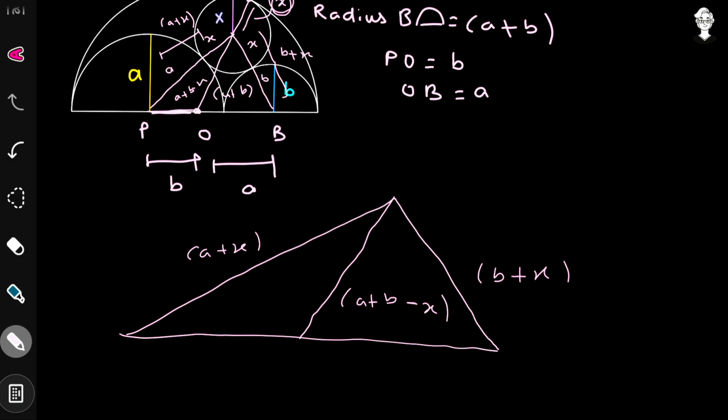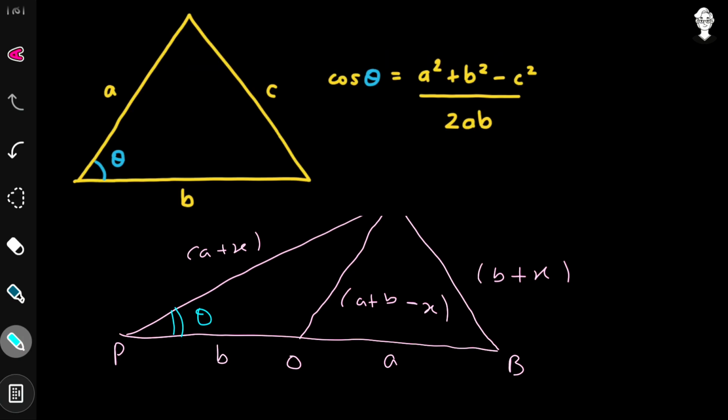Now in the beginning we have calculated this base also. Here is the point P, here is the point O, and here is the point B. In the beginning we calculated that PO is equal to b and OB is equal to a. So this part is equal to a. Now we are going to utilize this particular triangle so as to prove our theorem. To do so, I will take this particular angle as theta. And now remember the cosine rule. If there is a triangle having sides a, b and c and the angle is theta, then cos theta is equal to the squares of the adjacent sides added together.